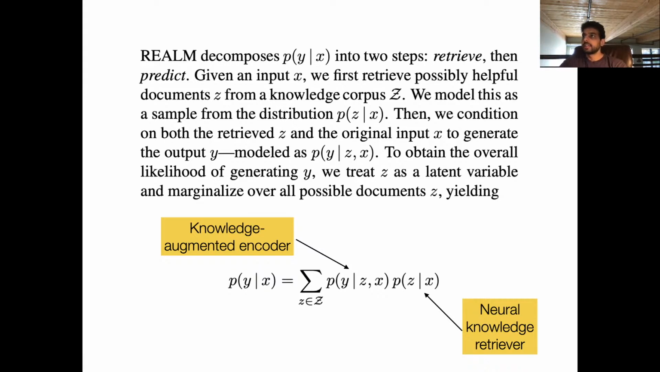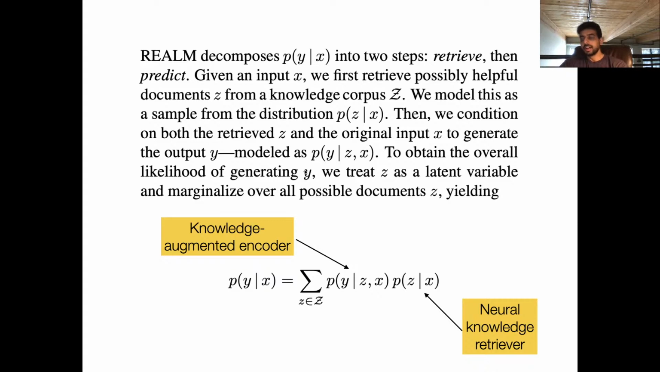Okay, I see another question. Is this still language modeling if we have additional information? Yeah, it's still a masked language model. However, you can see that you can get the probability of Y given X by summing out the term that comes from the knowledge corpus.